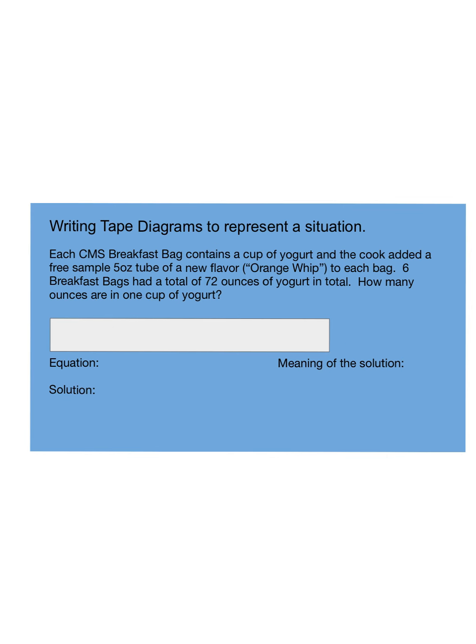Our next example is having to do with CMS breakfast bags. Each breakfast bag contains a cup of yogurt, and the cook added a free 5-ounce sample of a tube called Orange Whip to each bag. Important word, each. There are 6 breakfast bags, and they add up to 72 ounces of yogurt. How many ounces in each?